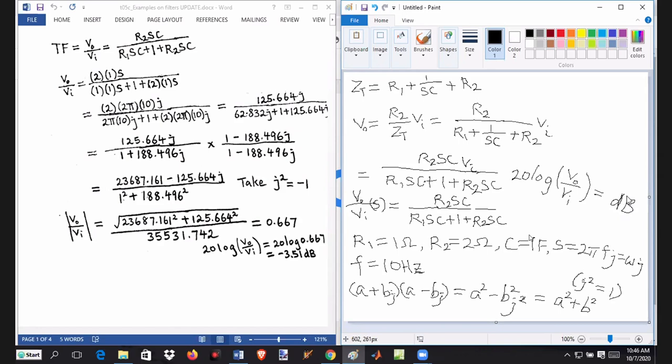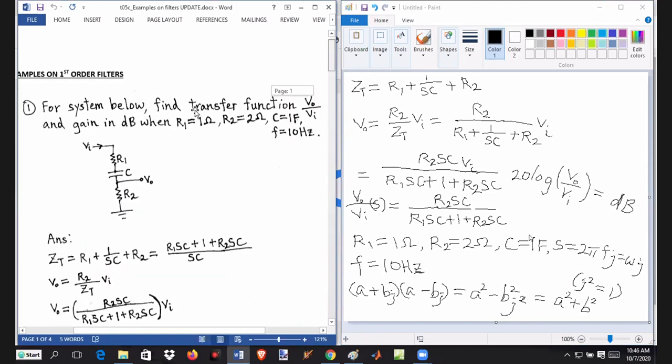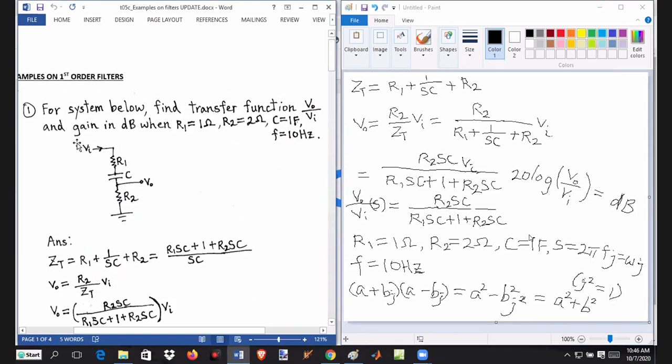Now this is how you do it. So on the left hand screen, we got minus 3.51 dB. That's the final answer. It's here, the bottom left hand screen, the bottom line there. Now this is how you calculate the dB, because the question asks you to find transfer function and gain, and gain in dB.